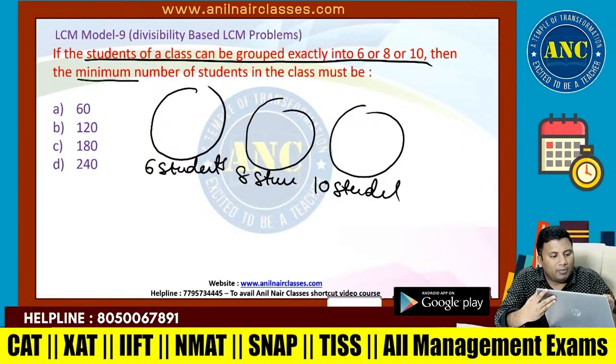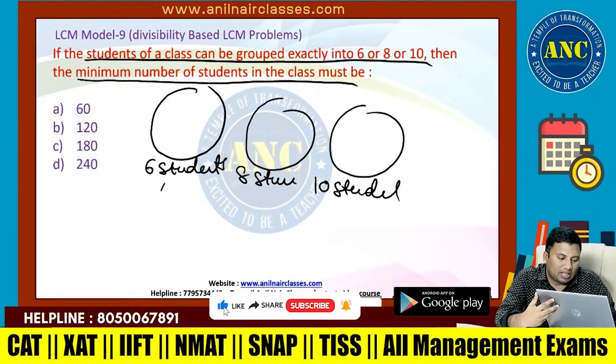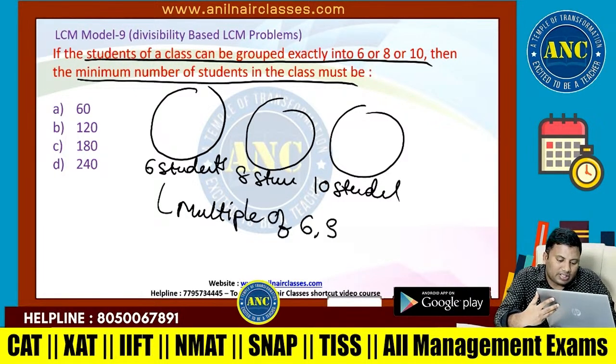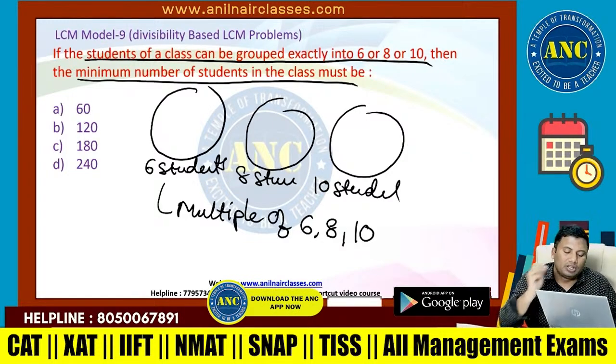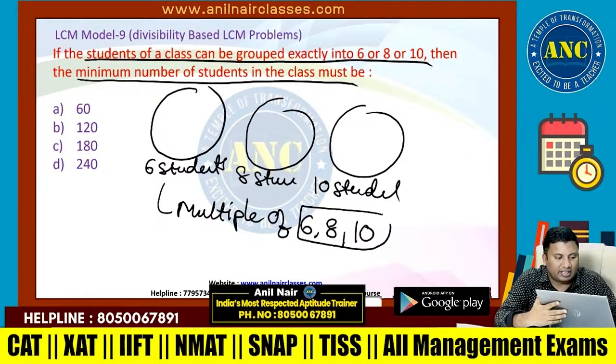What is the minimum number of students in the class must be? The minimum number is nothing but a number which is a multiple of 6, 8 and 10. 60 is not a multiple of 8.